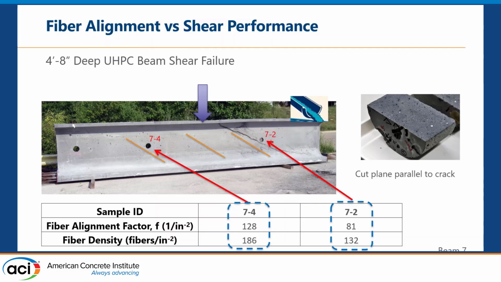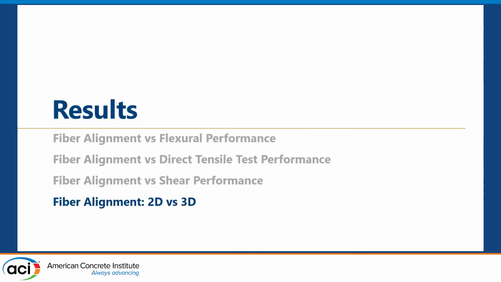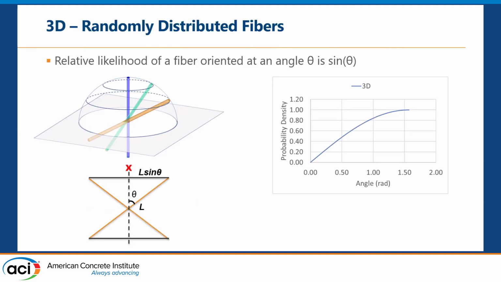So what it means is at location number 2, more fibers will tend to be parallel to the crack. But at location 4, more fibers will tend to be perpendicular to the crack, which helps with the shear behavior. So, pretty good result. And then we took one additional step when we compare our 2D image analysis with 3D analysis done by other researchers.